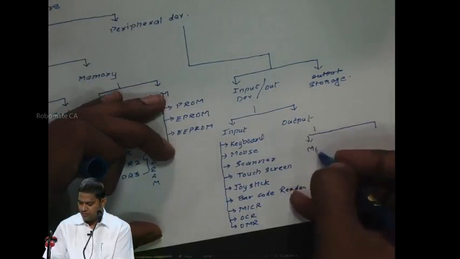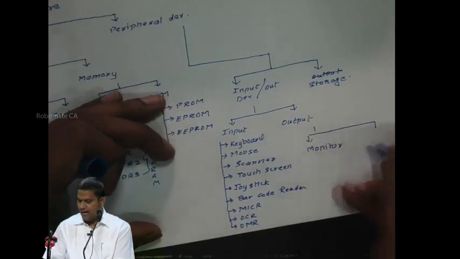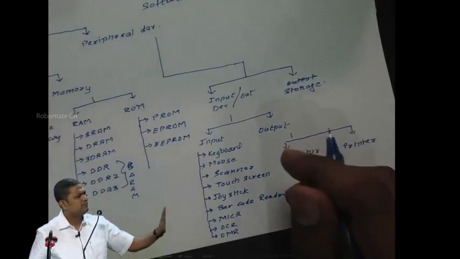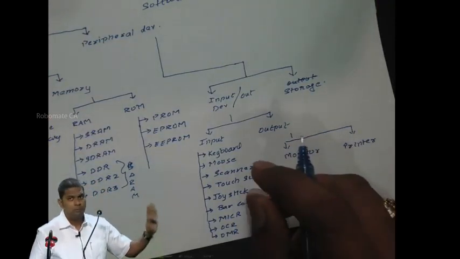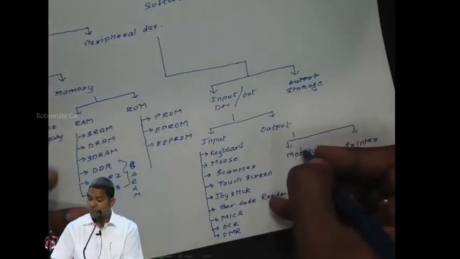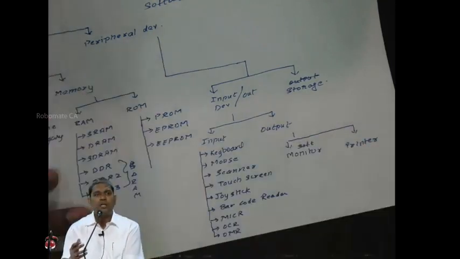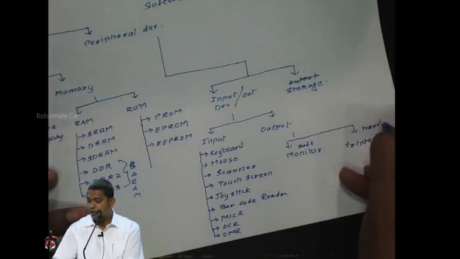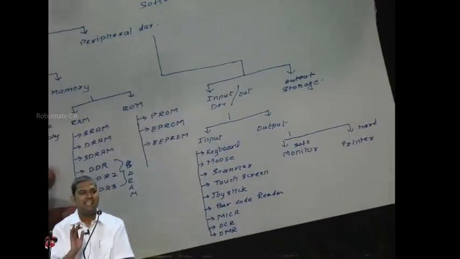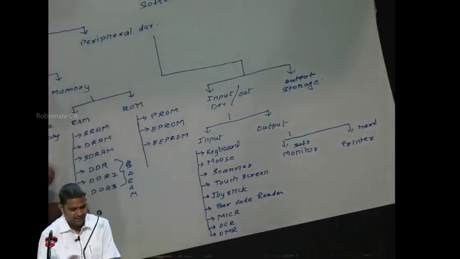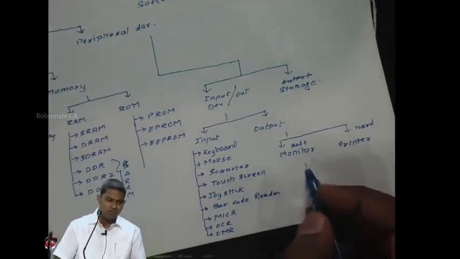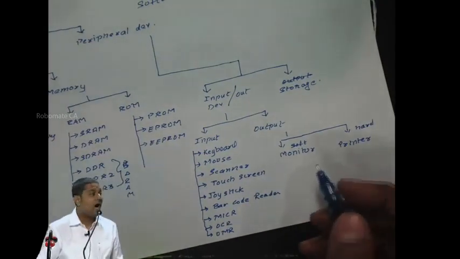We have monitors and printers. Monitor gives you the soft copy, because you can change the contents, and printer you will get a hard copy because you cannot change it. See, changing means not overwriting. You can put a whitener and then you write it. That is overwriting. That is not changing. So monitor gives you the soft copy and printer gives you the hard copy.